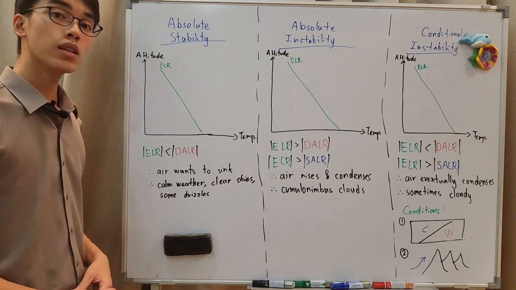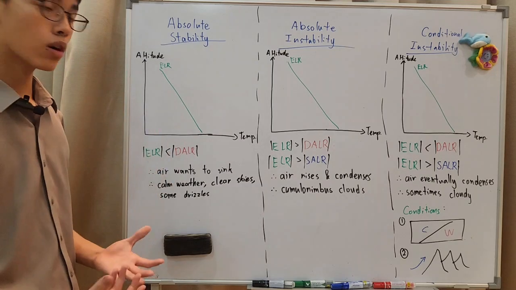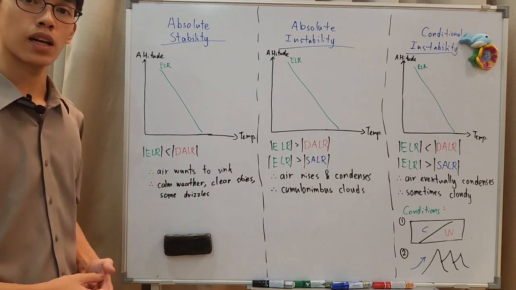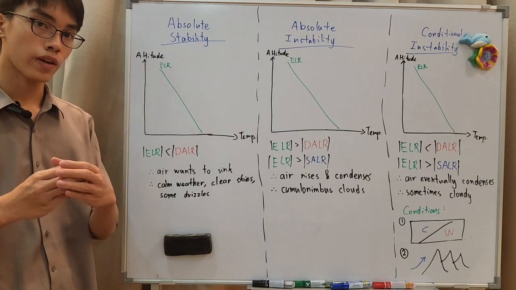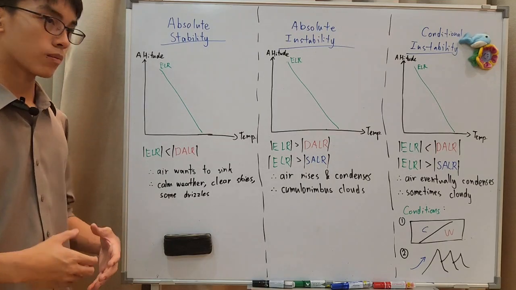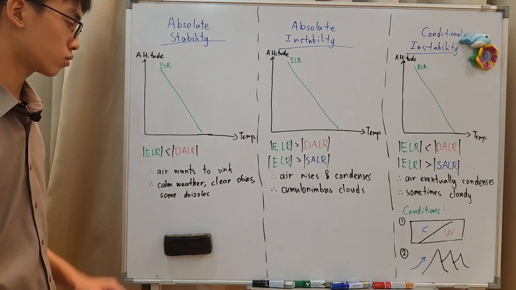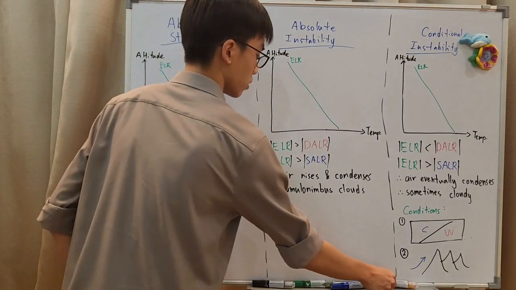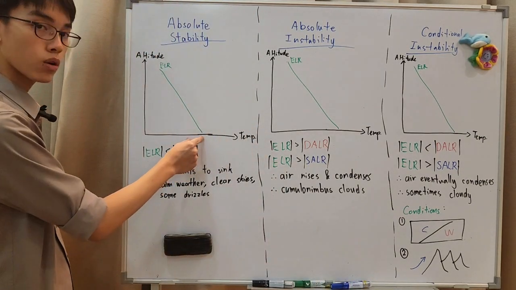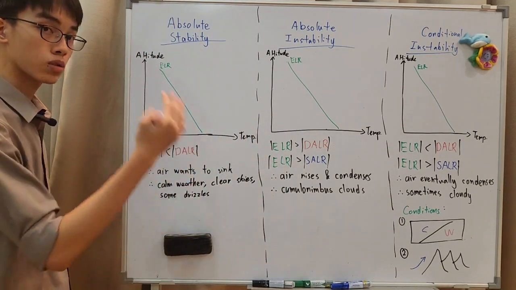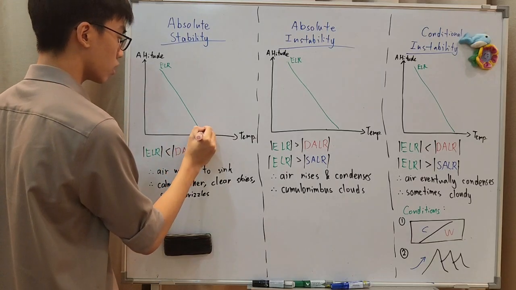Looking at absolute stability, it's when the absolute value of DLR is greater than ELR. This means that your parcel of air decreases more in temperature as it increases in altitude than your atmosphere. So if it decreases way more per altitude, it's going to be to the left of the ELR, like this.